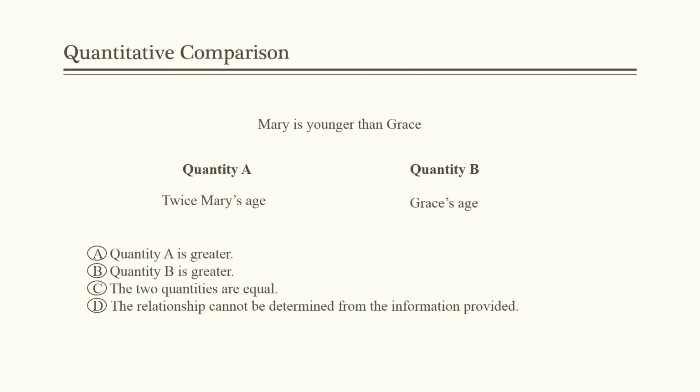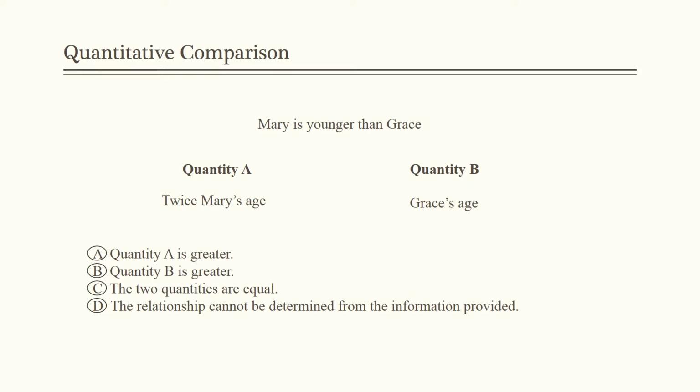Coming back to the question, Mary is younger than Grace. Quantity A is twice Mary's age, quantity B is Grace's age. Let's try to plug in some numbers and see if any one of these quantities is greater or not. If Mary is, let's say, 6 years old and Grace is 10 years old, twice Mary's age would be 2 times 6, which is 12, and quantity B would be 10. That makes quantity A greater.